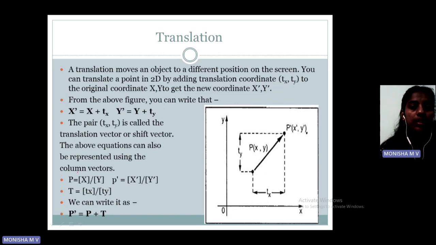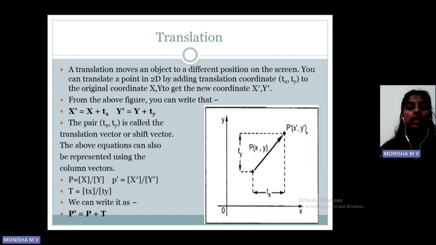This can be represented in column vector form, that is P equals x by y, where x divided by y are the P point coordinates, and P dash equals x dash by y dash. Therefore, the translation vector T equals tx by ty. This can also be written as P dash equals P plus T.